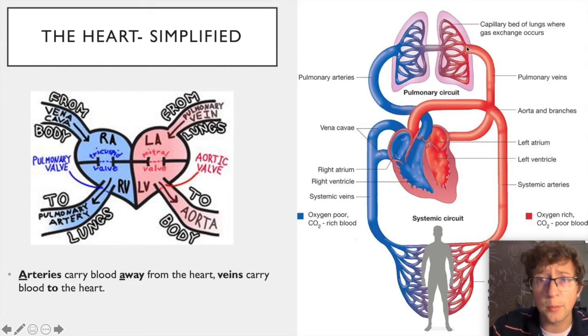That oxygenated blood will then leave the lungs, return to the heart through a pulmonary vein, enter into our left atrium, be pumped down to the left ventricle, and then the left ventricle will pump the blood out through the aorta, allowing the rest of the body to have oxygenated blood once again.